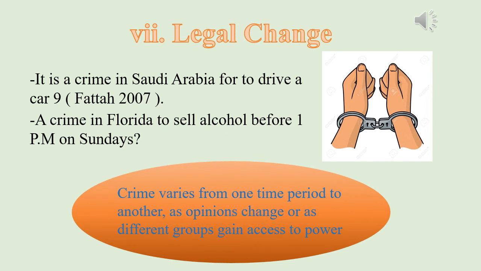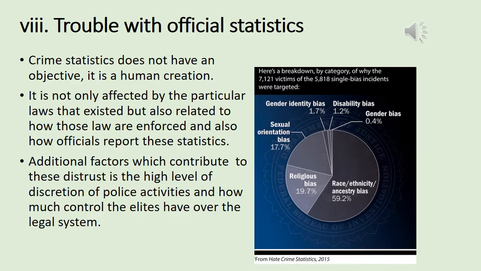So now let's move on to the fourth point. It is all about legal change. Did you know that it is a crime in Saudi Arabia for a woman to drive a car, and a crime in Florida to sell alcohol before 1 p.m. on Sundays? Well, as has been stressed in this chapter, deviance, including the form called crime, is so relative that it varies from one society to another, and from one group to another group within the same society. And crime also varies from one time period to another, as opinion changes or as different groups gain access to power. To start it all off, we'll be looking at trouble with official statistics.